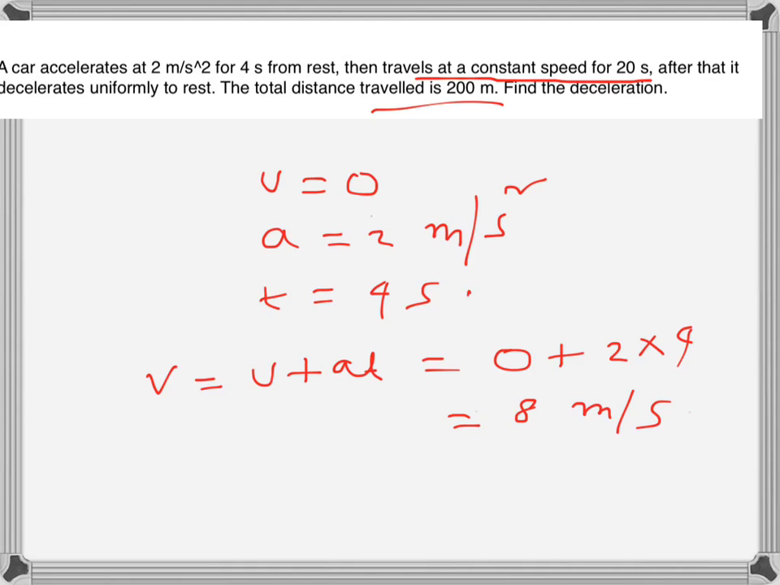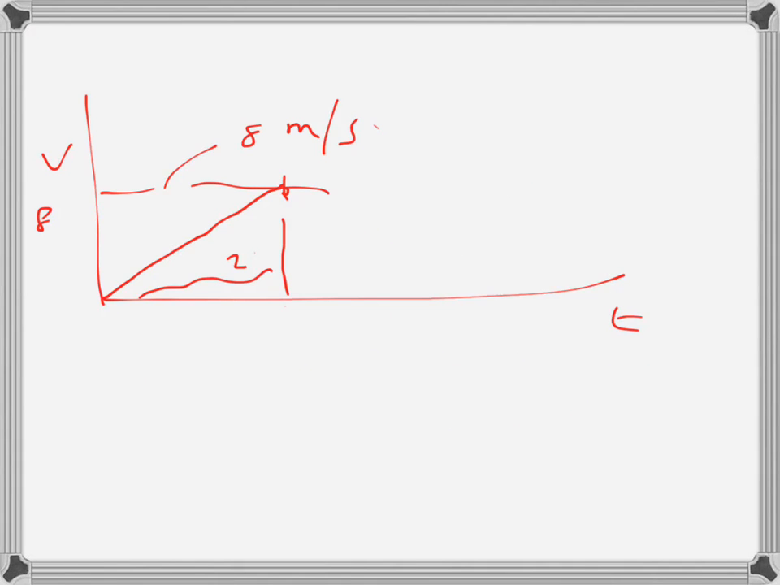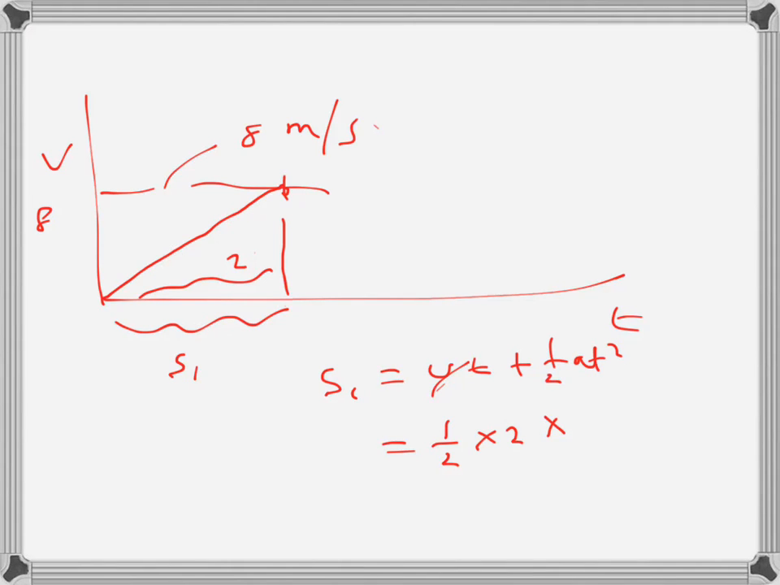Then it travels at a constant speed for 20 seconds. So for 20 seconds it goes at 8 meters per second velocity. So the distance traveled for the first part, if we call this distance s1, we can find this distance first. We will use s1 is equal to ut plus half at squared, which gives 0 because u is 0, half a, which is 2, t squared will be 4 squared, so that's 16. So this is 16 meters.